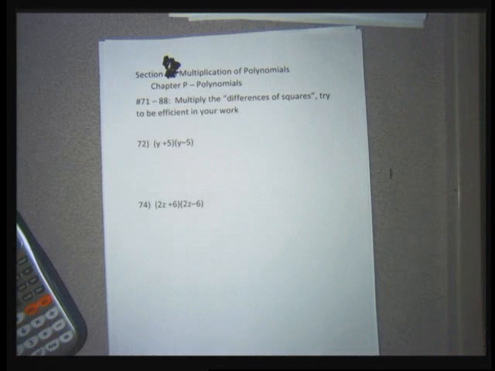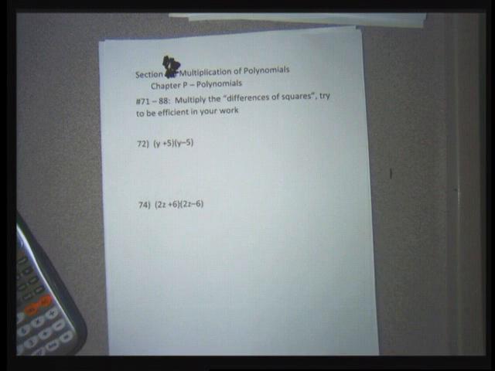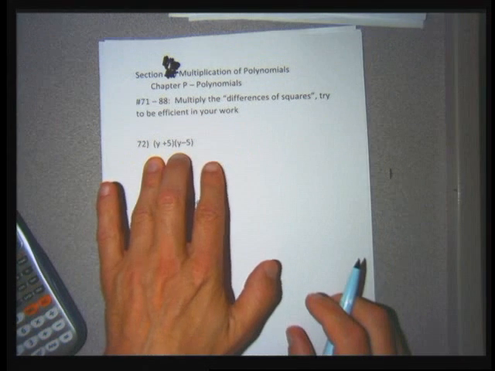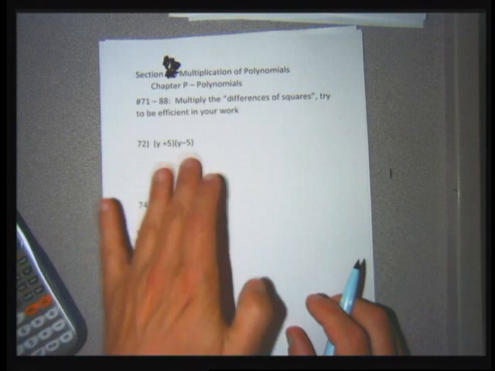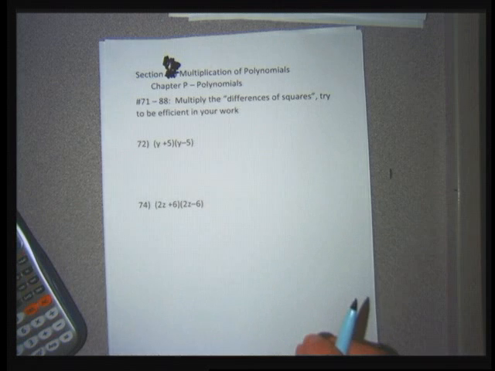So 71 through 88, these are multiplying conjugate pairs. I call them differences of squares because that's the name they're going to get in chapter 1. And when I'm multiplying conjugate pairs, or quote-unquote differences of squares, I should only do the first and the last. So if you have 2 identical parentheses, one with a plus sign, one with a minus sign, doesn't matter if the minus sign's in the first parentheses and the plus sign's in the second parentheses, I can efficiently just do the first and the last.